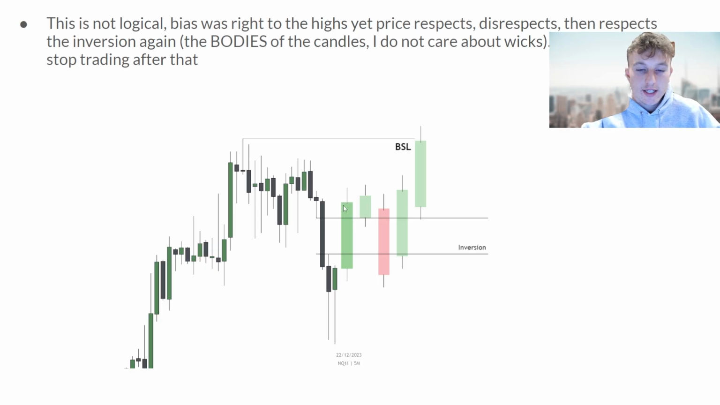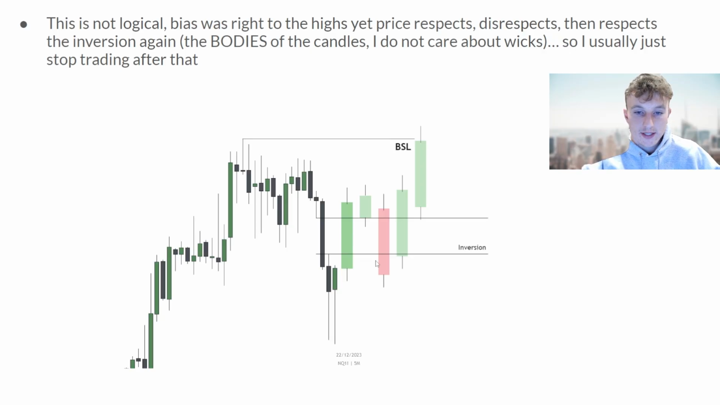Again, here is an example where this will not be logical. I know the bias, however, the candle would close above, then close back below, and then close back above. That's just not logical, because the way I trade, that would be stopped out. Typically, if an inversion works, you want the body to respect it. So it needs to respect both sides. So this is not logical price action.